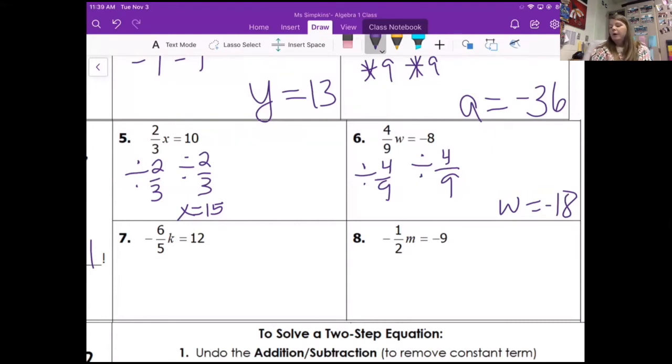So what I want y'all to do, I want you to try 7 and 8. Y'all can raise your hand when you're done so I can look at your answers, and then digital students, send me your answers to those 2 in the chat.